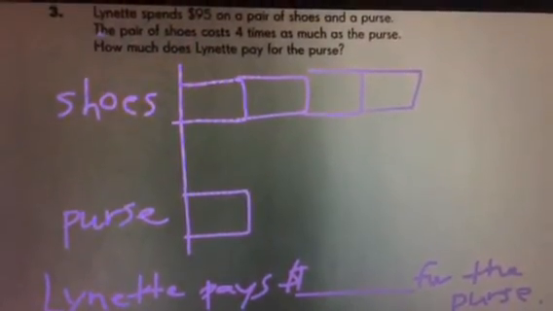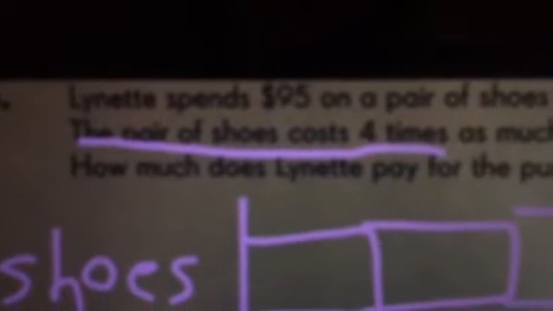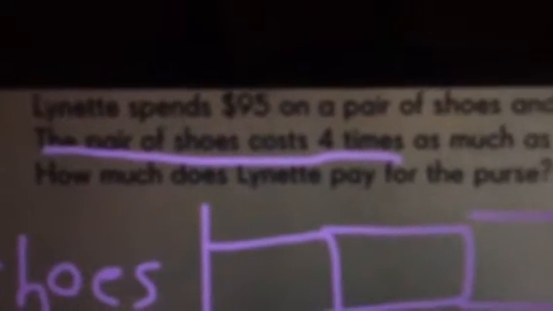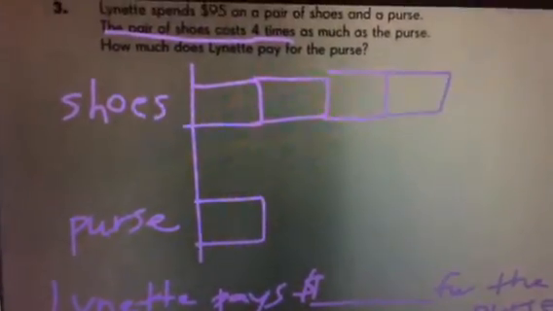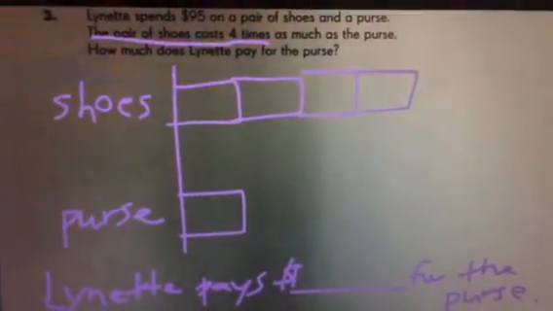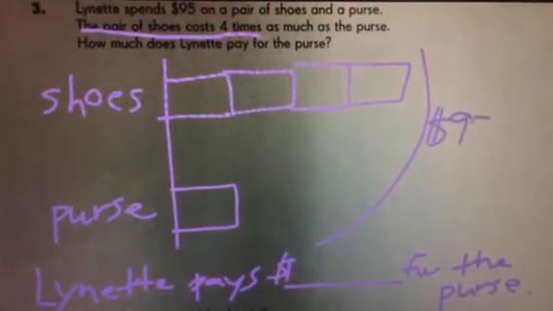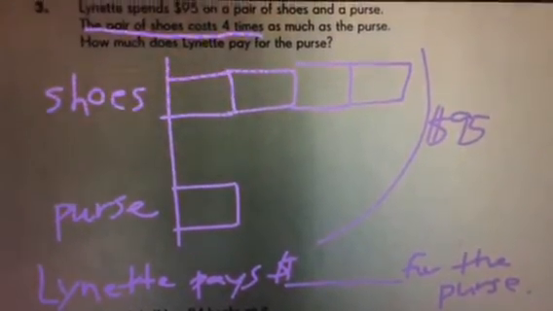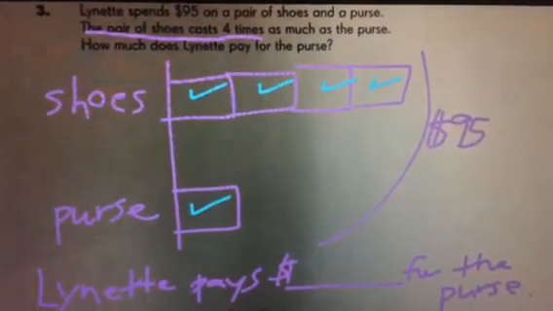You have to read very carefully that the pair of shoes cost 4 times. So be very careful that you read your problem carefully. And the total number, of course, was $95. Now let's count the units. 1, 2, 3, 4, 5.